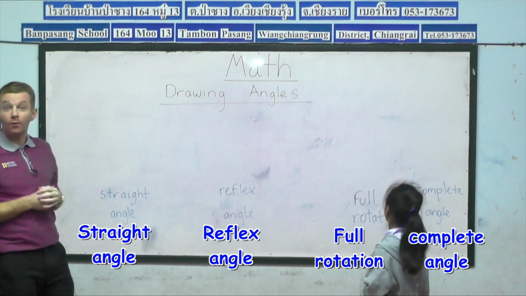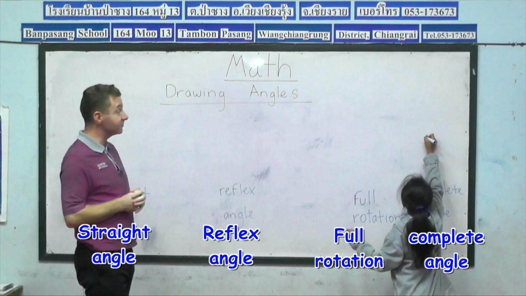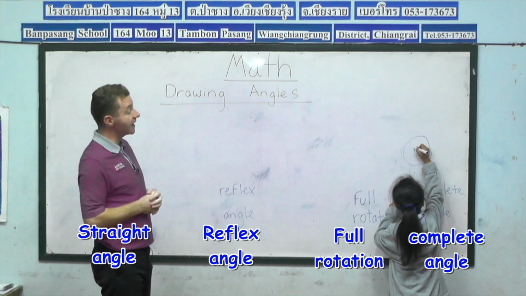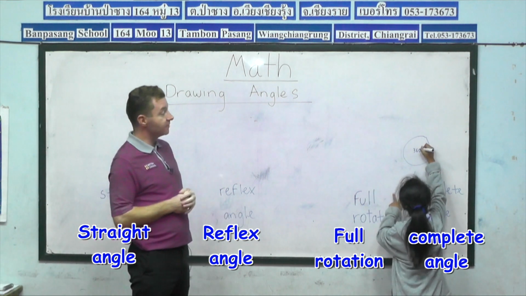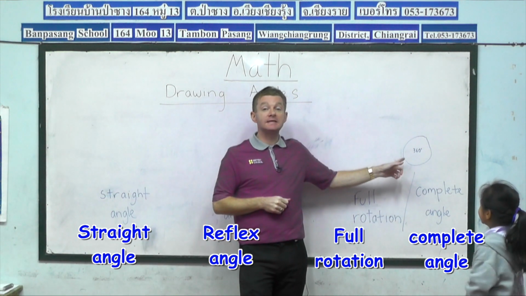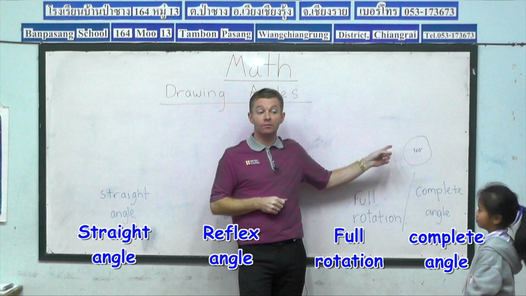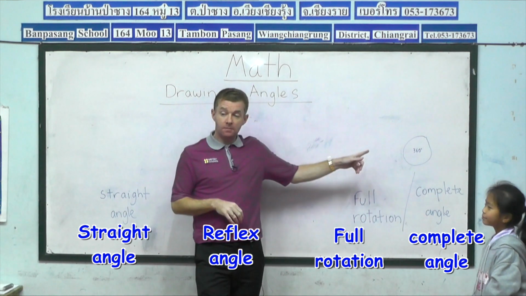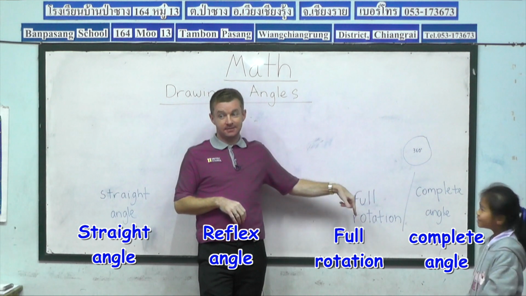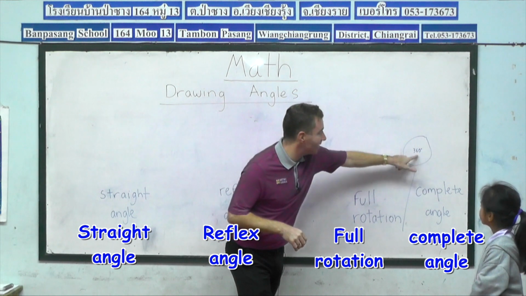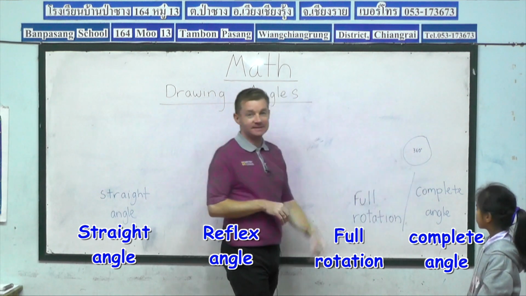Full rotation. Okay, so let's see what a full rotation looks like. A full rotation is a complete circle. And then the next part, what we want to do is we want to know how many degrees is a complete circle. Always 360. Can it be more? No. Can it be less? No, a full rotation angle must always be 360 degrees.